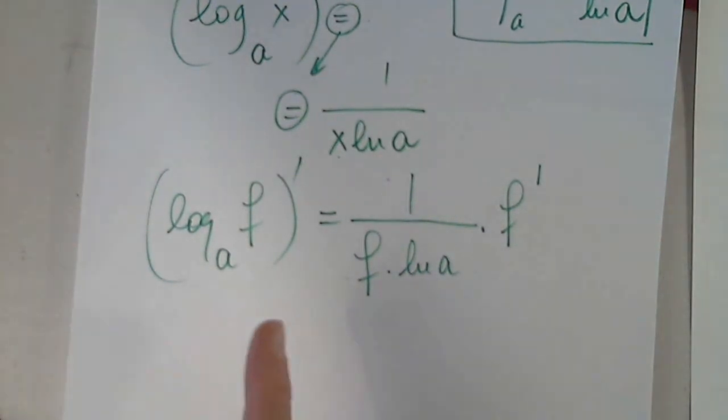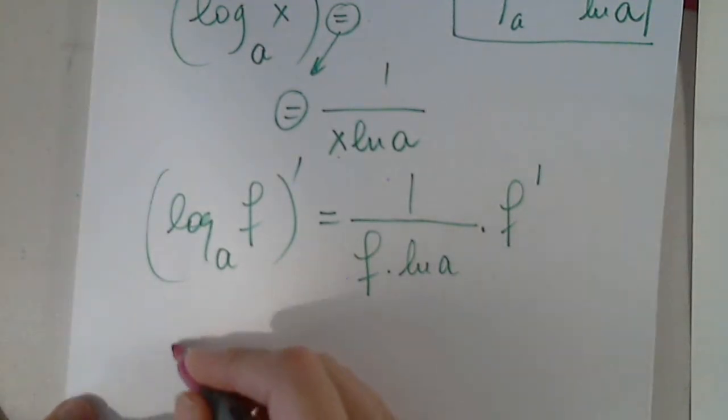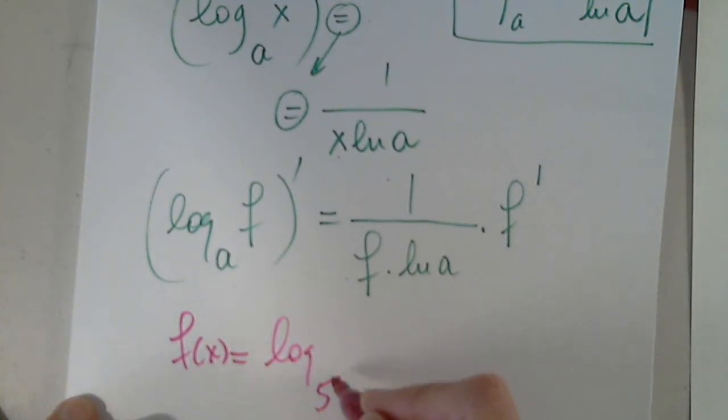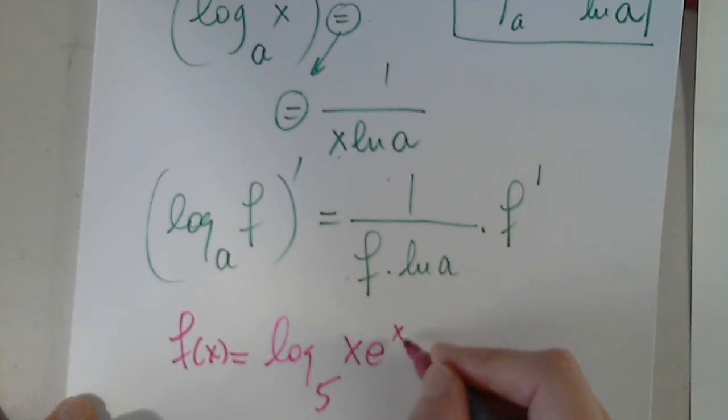And now I would like to practice this when the log has a different base than e. Here's one. f of x equals log base 5 of x e to the x.